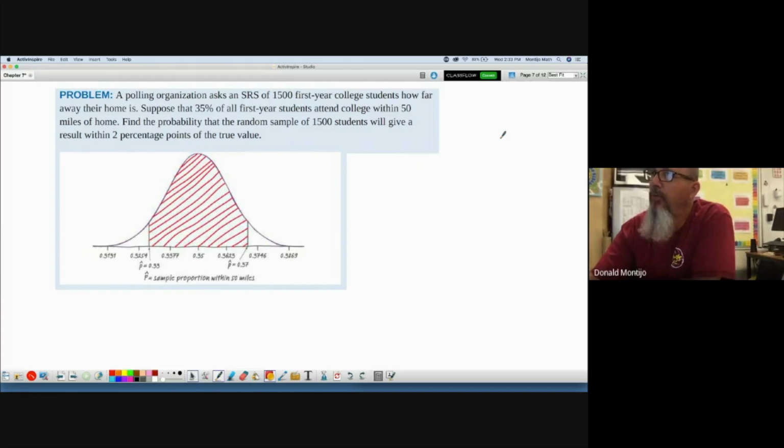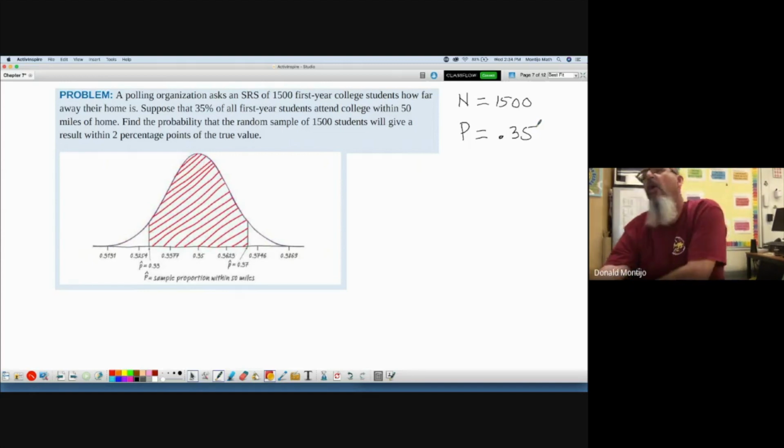It's kind of like doing a puzzle. Let's turn over the pieces first. Before we start building the puzzle and putting the picture together, we need to see what the pieces look like. So we're given what? n equals 1,500. And we know that p, the true population parameter, is 0.35. We know that 35% of all college students go to school within 50 miles of their home.